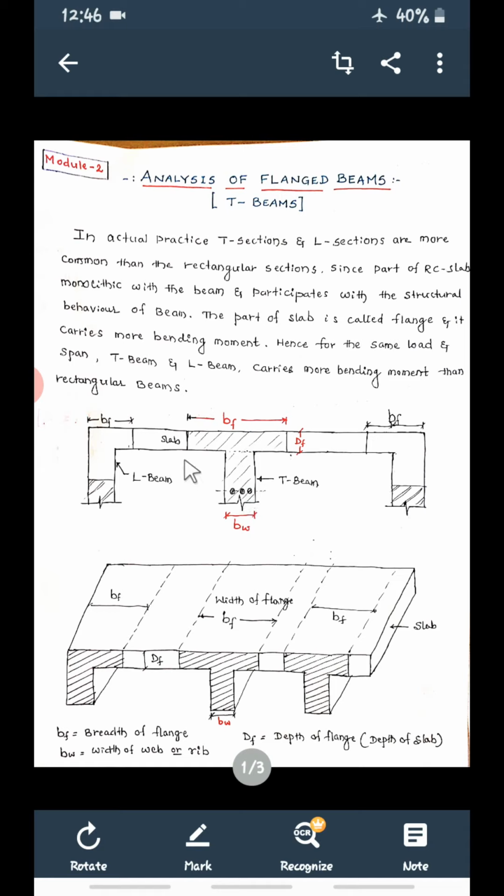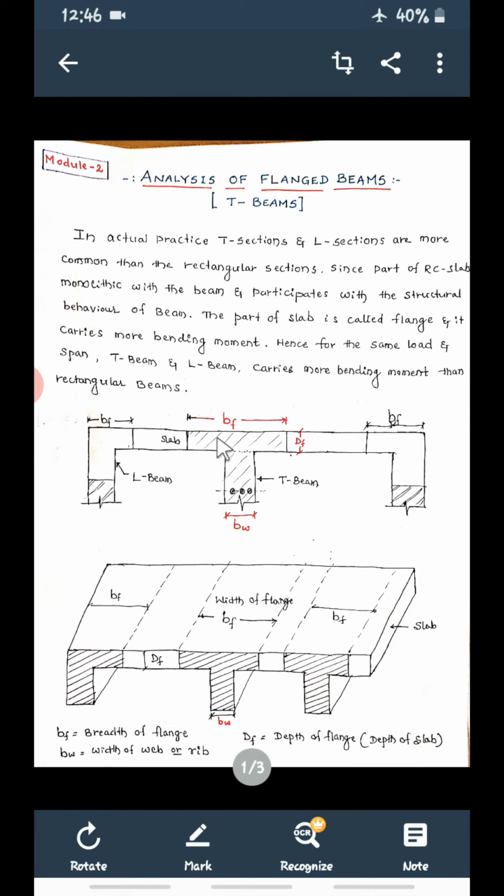That's why these two elements are going to act as a single unit. Since we are casting simultaneously, the behavior will be as a single unit, and this is going to be considered as a T section. Just observe this. This is a slab, and this is the beam. Over this beam, the slab will be casted simultaneously, and some part of the slab on either side of this beam will be considered.